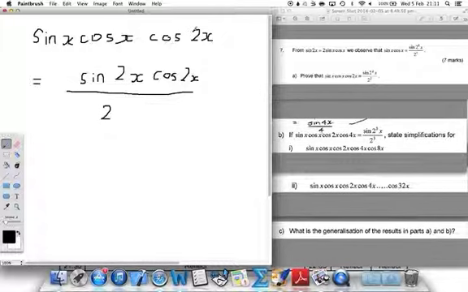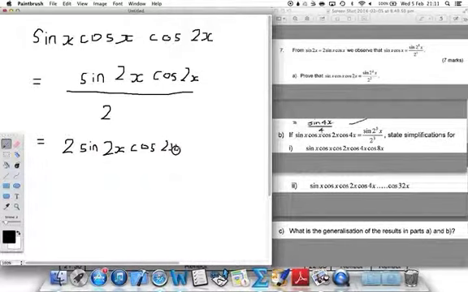So now what we have is sine 2x cos 2x on 2, and if we look at what we need to prove, we need to have the denominator equal to 2 squared, which is 4. So in order to do this, what we actually do is we essentially double both the numerator and the denominator. We times both of them by 2. So we get 2 sine of 2x cos of 2x all on 4.